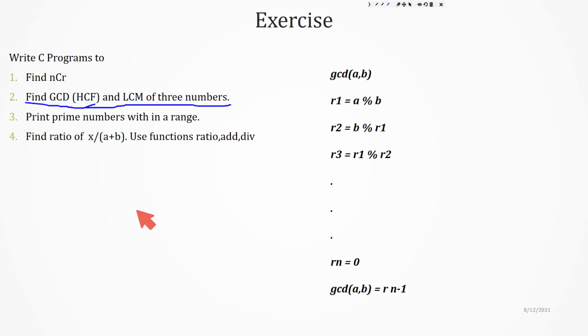Okay, suppose I have 2 numbers, 8 and 4. What is the GCD? Can you comment the answer? What is the greatest common divisor for 8 and 4? 4. Okay. Greatest common divisor means the greatest number which can be used to divide both the numbers 8 and 4.